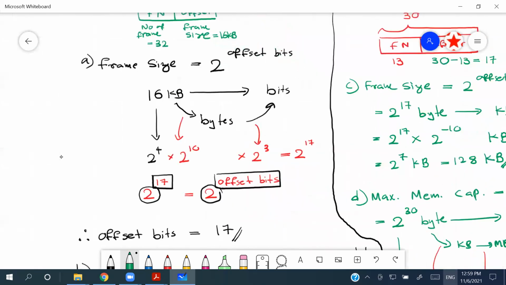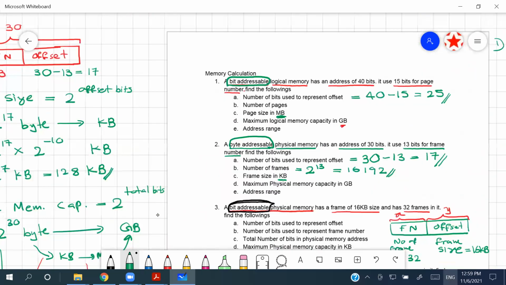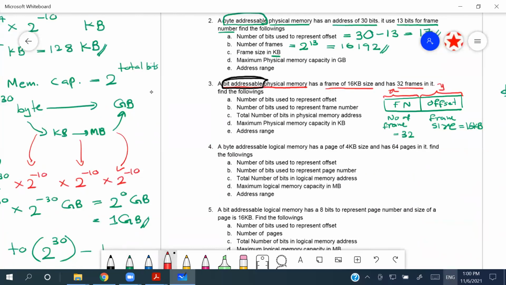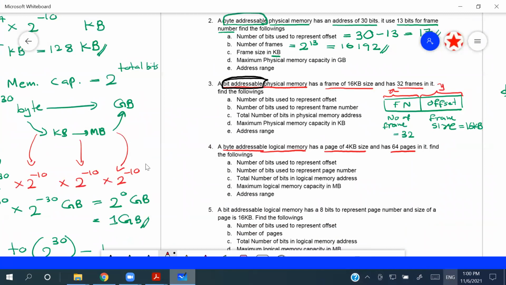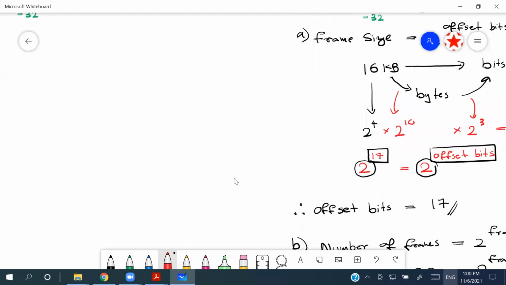Let us go through the details that we got. So what are the details? Now this says this is a byte addressable memory. It's a logical memory. It has a page of 4 kilobyte size and has 64 pages. Right? So 4 kilobyte, 64 pages. So we can put this in the diagram, 4 kilobyte and 64 pages.